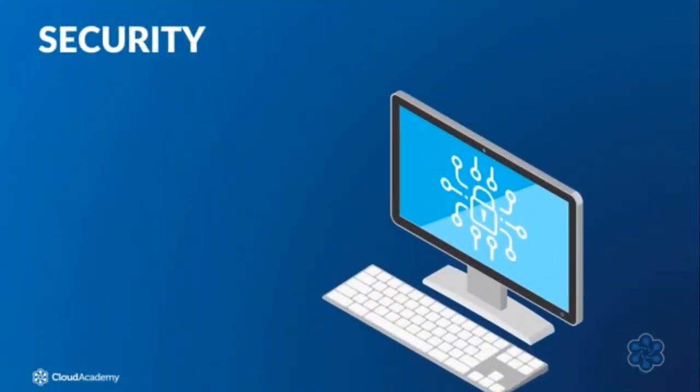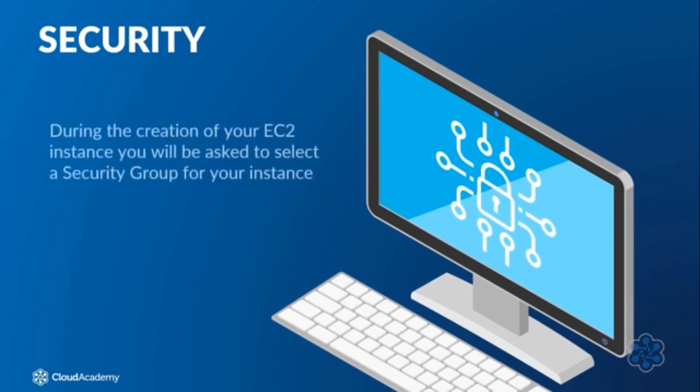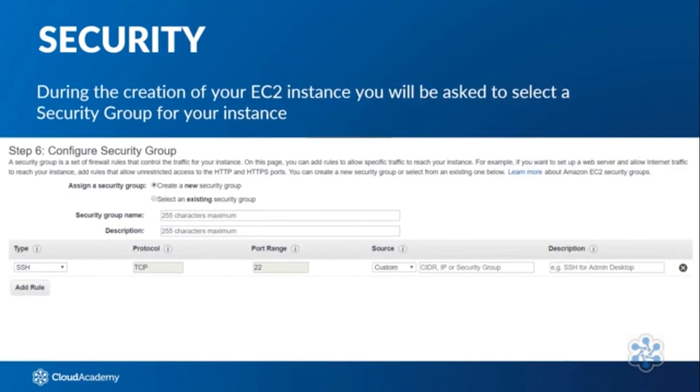Security. Security is fundamental with any AWS deployment, and so I just want to highlight a couple of points relating specifically to EC2 security. Firstly, during creation of your EC2 instance, you will be asked to select a security group for your instance. A security group is essentially an instance level firewall, allowing you to restrict both ingress and egress traffic by specifying what traffic is allowed to communicate with it. You can restrict this communication by source, ports, and protocols for both inbound and outbound communication.